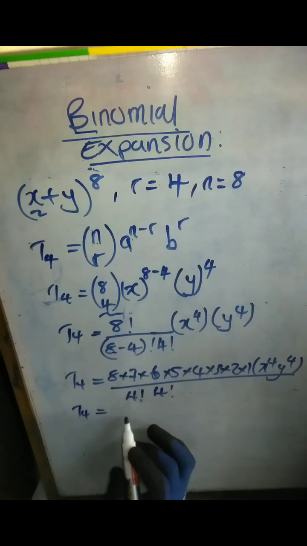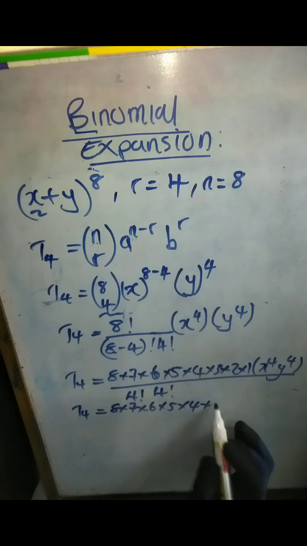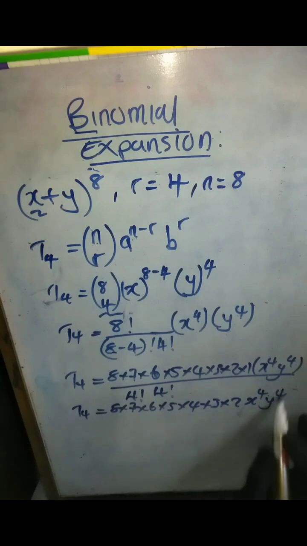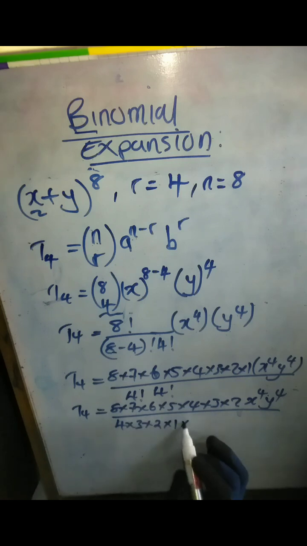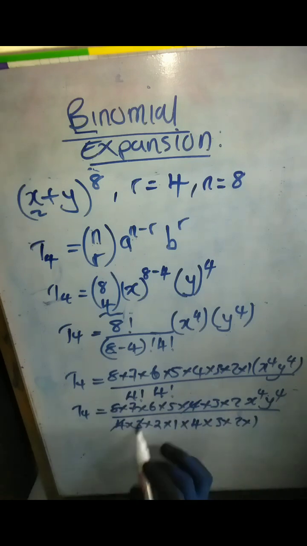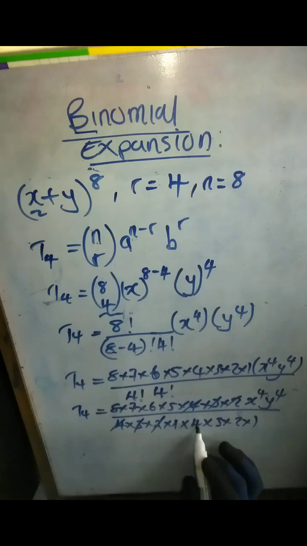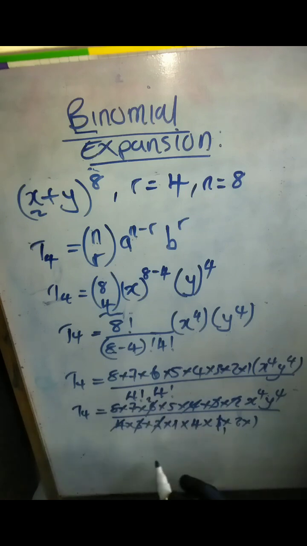So our fourth term now becomes 8 times 7 times 6 times 5 times 4 times 3 times 2, and we have x to the power 4 and y to the power 4 over 4 times 3 times 2 times 1 times again 4 factorial, 4 times 3 times 2 times 1. So the 4 and 4 cancel, 3, 3, 2, 2, and 1 cancel. Then we're just remaining with the 4, 3, 2. Again, 3 into 3 is 1, 3 into 6 is 2. Again, 2 and this same 2 cancel. We just remain with 4.